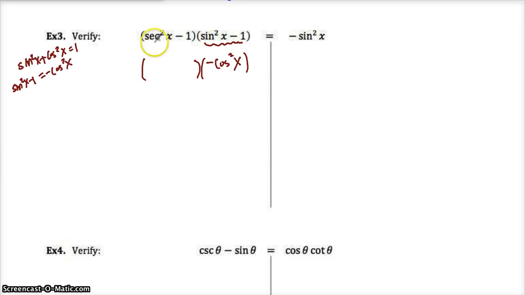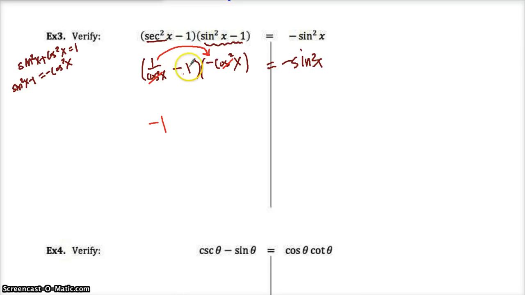The first parentheses, I'm going to do 2 steps in one. The secant squared, I'm going to make that 1 over cosine squared x minus 1. Okay, so now what do I do? Well, I'm just going to distribute, right? 1 over cosine squared x times negative cosine squared x. Those are going to cancel. So I'm going to get negative 1.